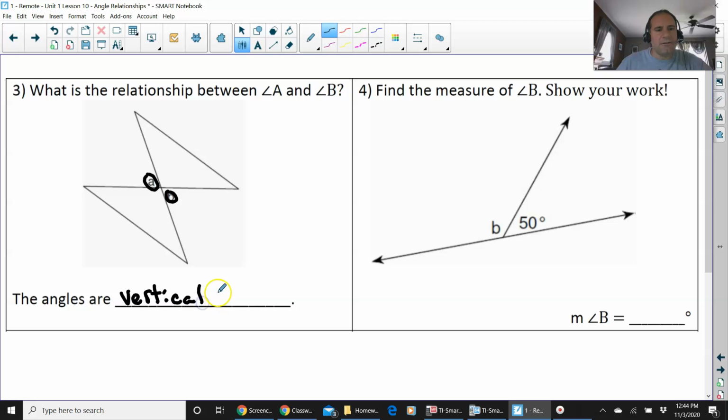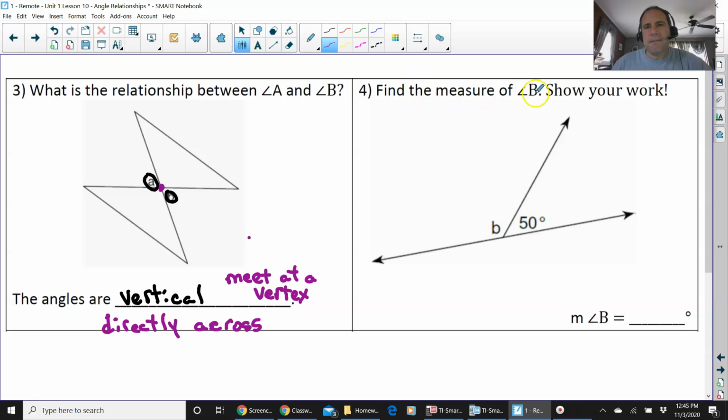Remember, vertical angles meet in the middle at a vertex. They are directly across from each other. They meet at a vertex. They meet at the vertex. Okay. Vertical angles. Find the measure of angle B.